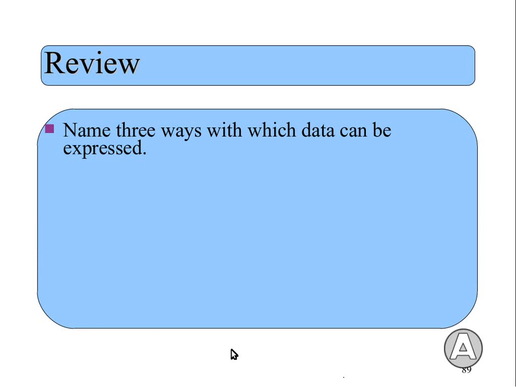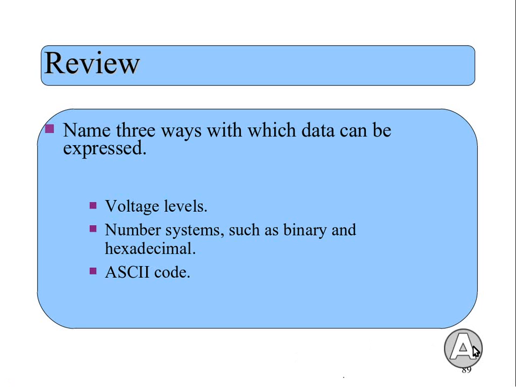Can you name 3 ways in which data can be expressed? Well, they can be expressed as voltage levels. We can express values or data as number systems, such as binary and hexadecimal, or we could represent them as ASCII code. Those are 3 ways, and there's others as well.